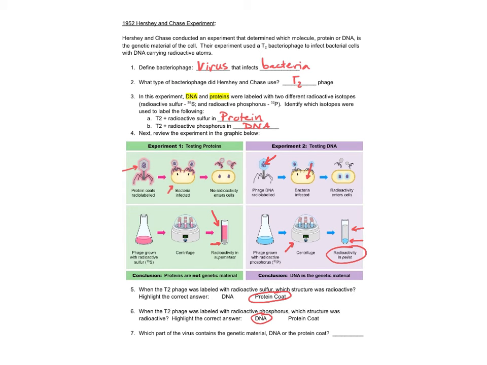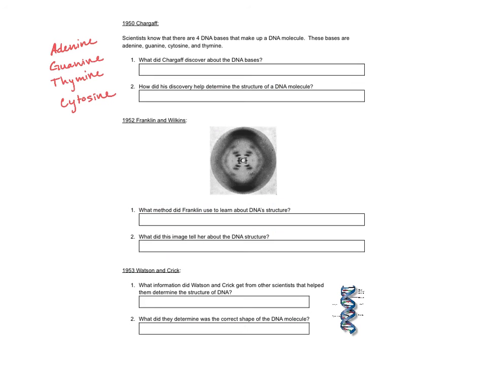And then it says, number 7, which part of the virus contains the genetic material, the DNA or the protein coat? And because the DNA was injected into the cell to make new virus parts, we know that the DNA is the genetic material. The next scientist we're going to talk about is Chargaff, who is doing a bunch of research about DNA as well. He made this discovery in 1950.